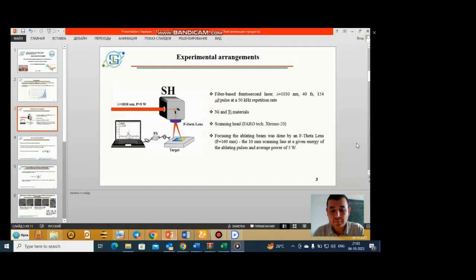The plasma emission was recorded using a high resolution fiber optical spectrometer, Ocean Optics. The morphology of the nanostructured surface was analyzed using scanning electron microscopy.